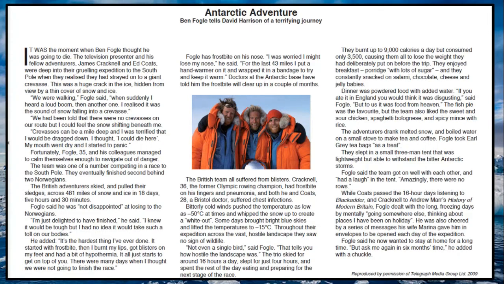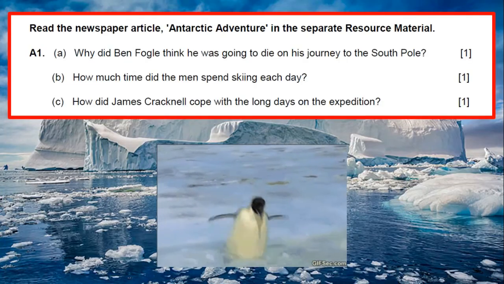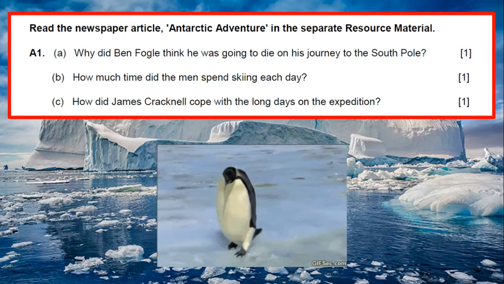So here's the article we're looking at, so feel free to pause and read the article. Remember with this exam you'll get 2 texts, one from the 21st century, which is this one, and you'll get one from the 19th century later on. Questions 1 and 2 will always be in the 21st century text.